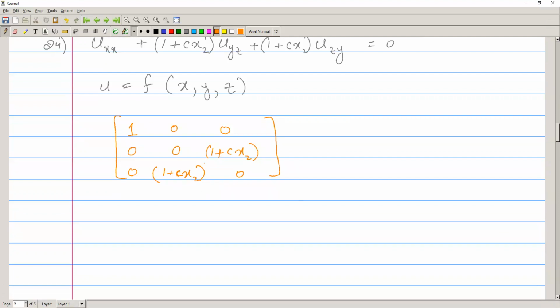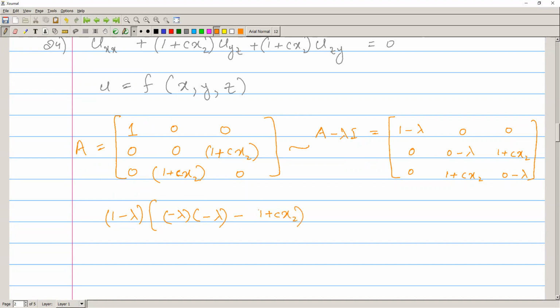So now we can see that this is not a diagonal matrix, because other than the diagonal entries there are non-zero entries. So we have to work out the eigenvalues. This implies that A minus lambda I, where A is the coefficient matrix, will be 1 minus lambda, 0, 0; 0, 0 minus lambda, 1 plus cx2; 0, 1 plus cx2, and 0 minus lambda. So now we can multiply to find the eigenvalues. So it will be like this, right? Determinant will be equal to 0.